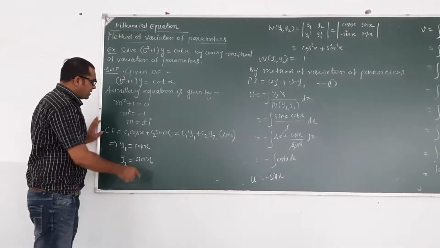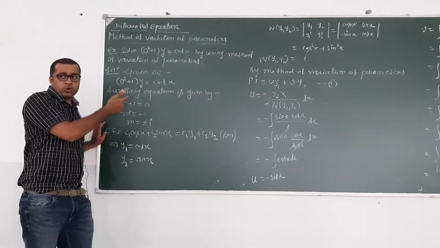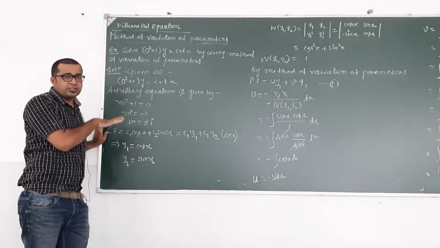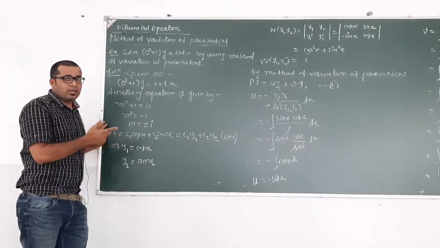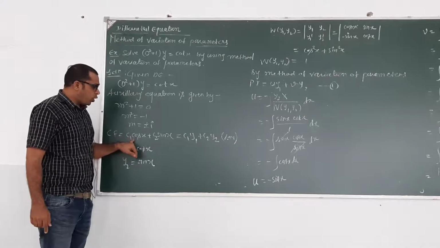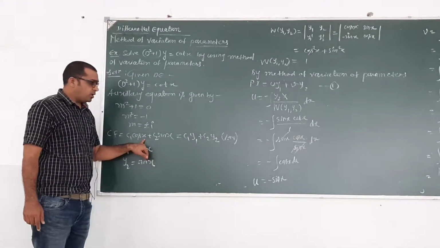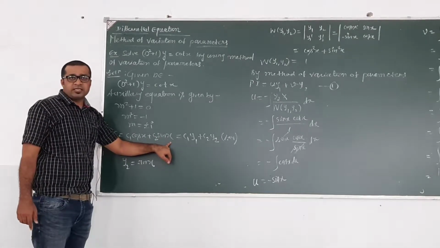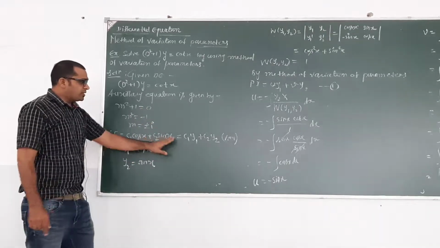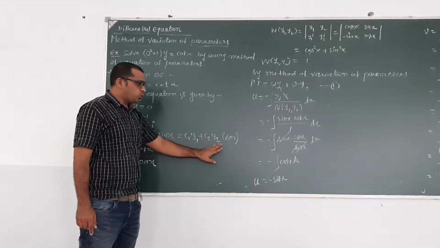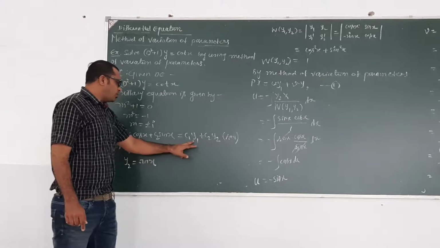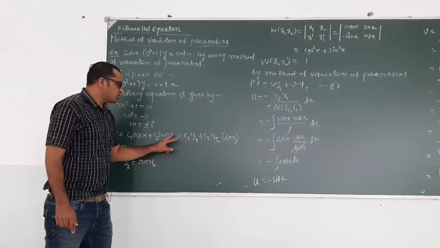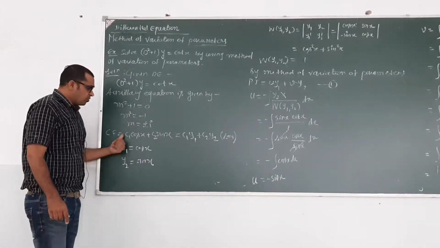Writing the CF, it is e raised to the power 0x, since alpha is 0. So e to the power 0 is 1, leaving that term. Then C1 cos beta x, beta is 1, plus C2 sin beta x, beta is 1. Equating this CF with C1 y1 plus C2 y2, we get y1 as cos x and y2 as sin x. This we have written here.